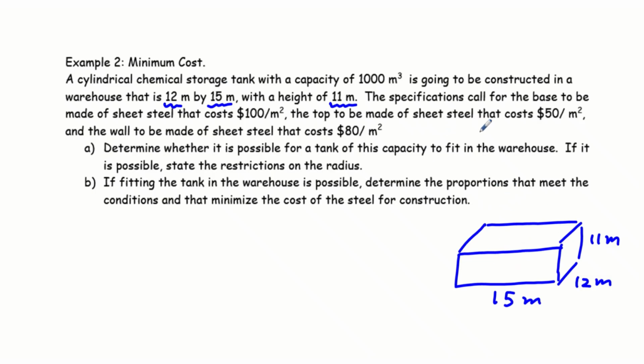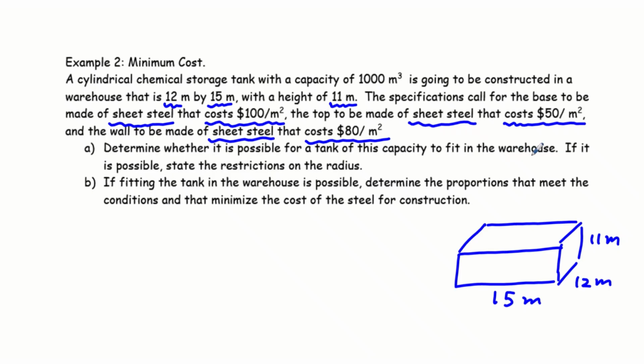The specifications call for the base to be made of sheet steel, and that costs $100 per meter squared. The top to be made of sheet steel, but it's different quality, so costs $50 per meter squared. The wall to be made of sheet steel, that costs $80 per meter squared.